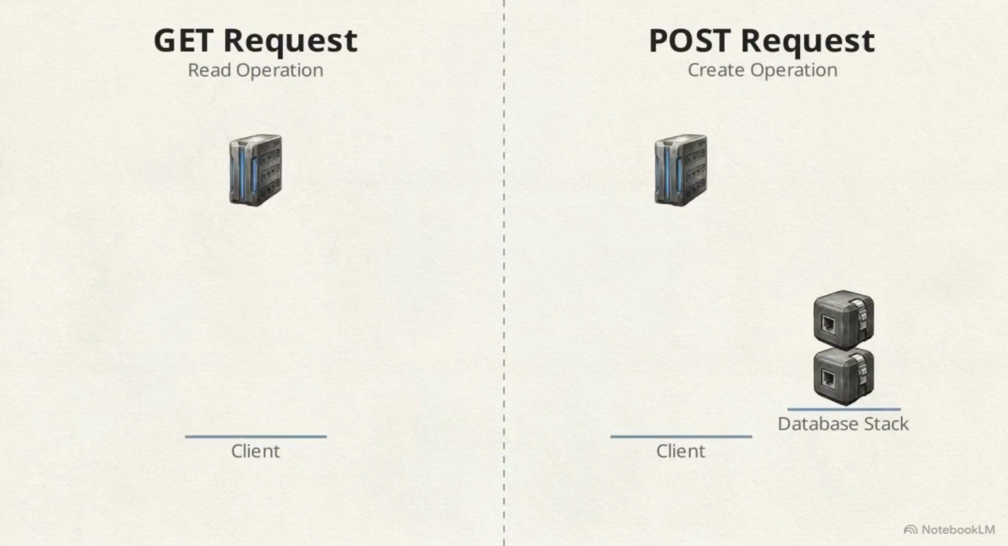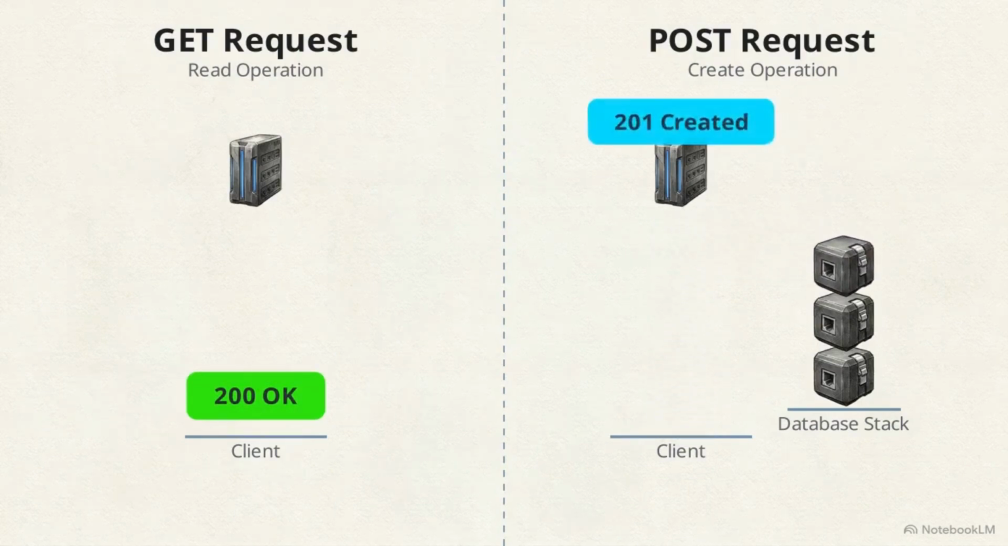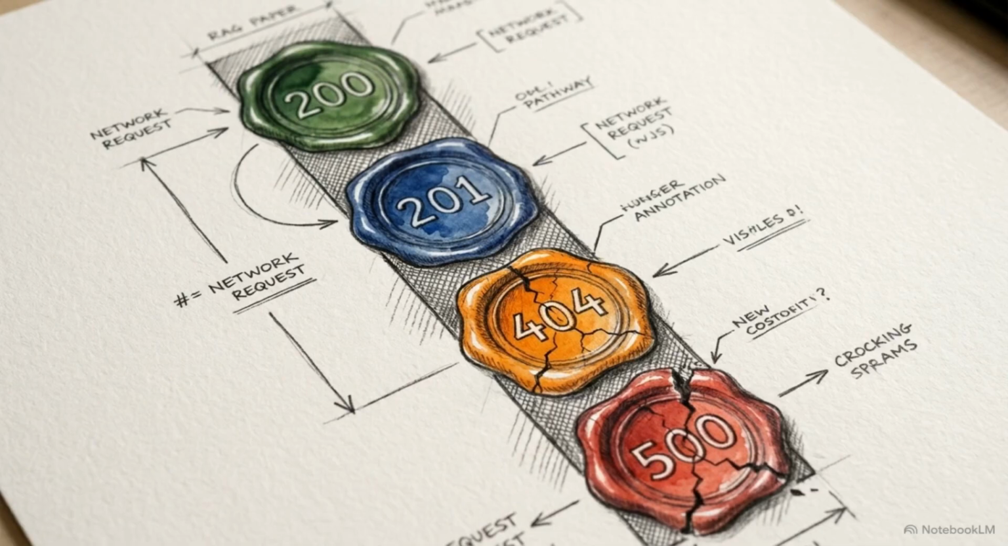Pay close attention to the HTTP status codes. While a successful GET returns a 200 OK, a successful POST should return 201 Created, signaling that a new entry has been added to the stack. Checking these codes is the only way to verify exactly what the server is doing behind the scenes.